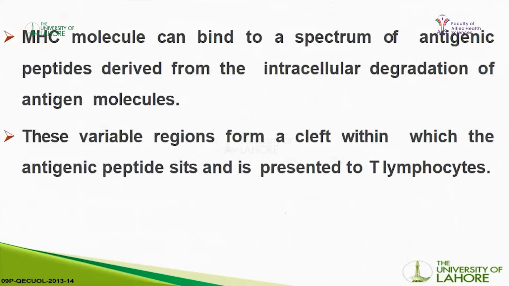MHC molecules can bind to a spectrum of antigenic peptides, which are derived from the intracellular degradation of antigenic molecules. The variable region within the MHC class molecules is called the cleft. Within this cleft, the antigen peptide, the fragment of antigen, can easily sit and be presented to the T lymphocyte for the production of immune response.